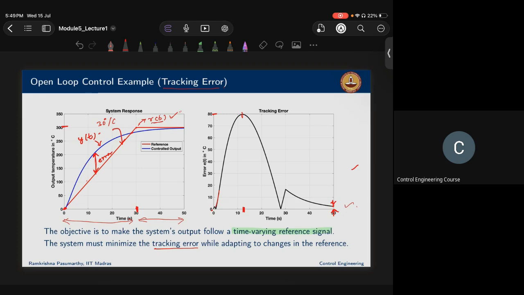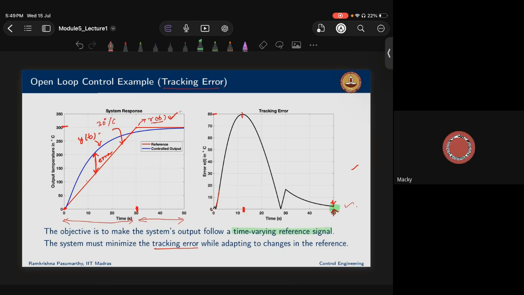So this is what tracking means. The tracking basically defines that you have some reference signal r of t, and your output must follow that reference signal r of t. What you understand here is that you have a lot of error. The tracking error appears at any point of time, and particularly at the end you have this much error. Is this clear? Any doubt in this?